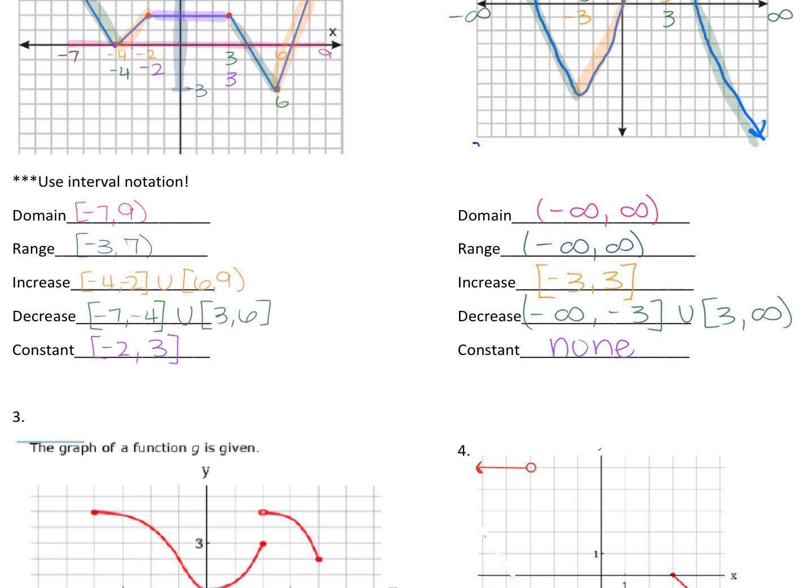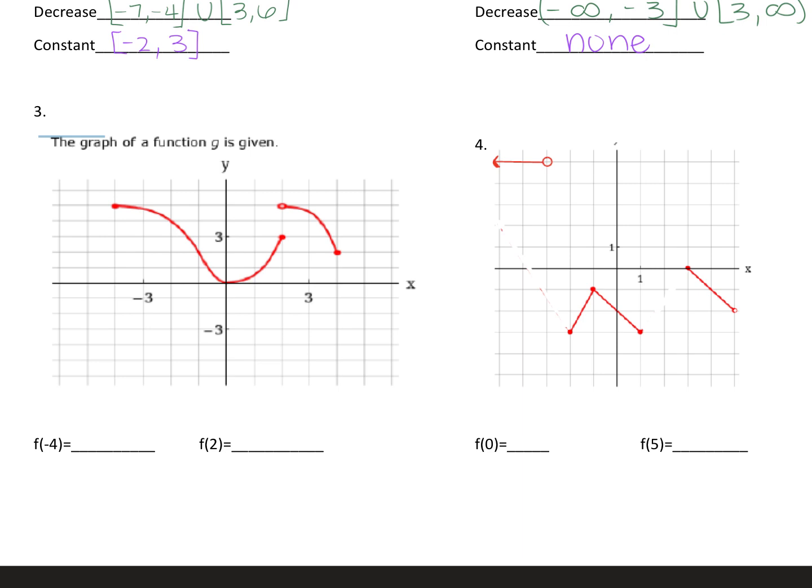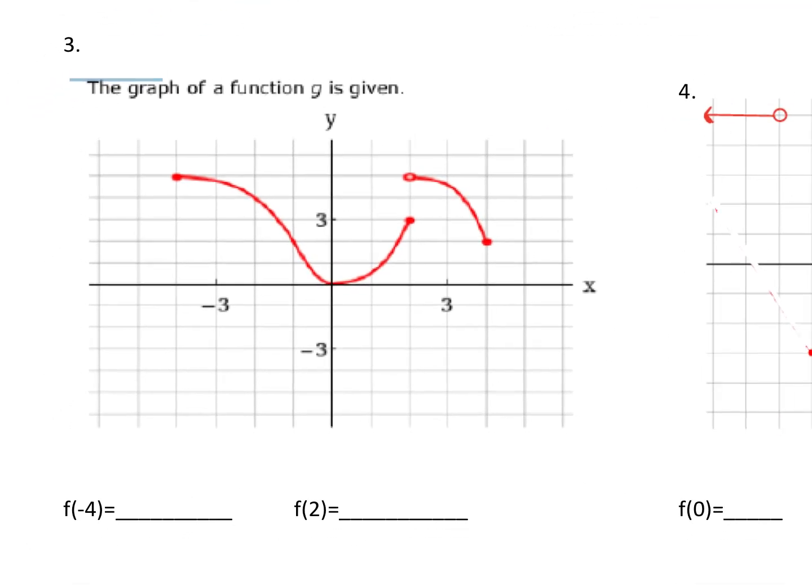If we look at the next one, it tells us that the graph of a function is given. You're finding f of something, and then you are finding over with those graphs. So with this graph, let's just find your domain, range, increase, decrease, and constant first. For the domain, those are the x values that are being covered. So this goes from -4 to +2, picks back up at +2, and goes to +4. So that means that your domain is from -4 to +4.